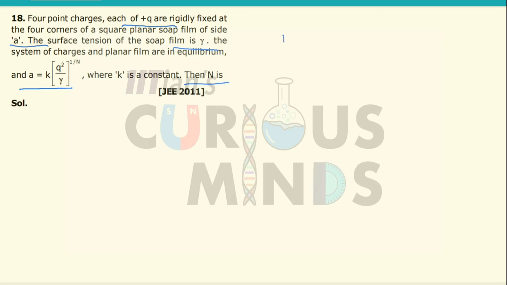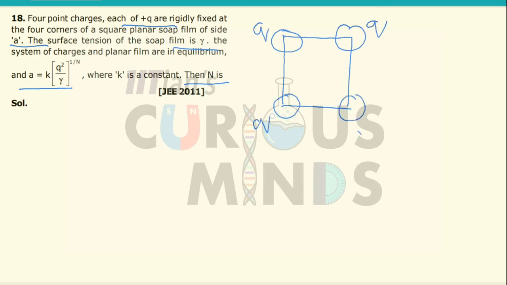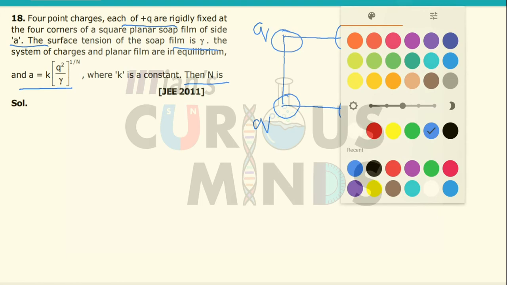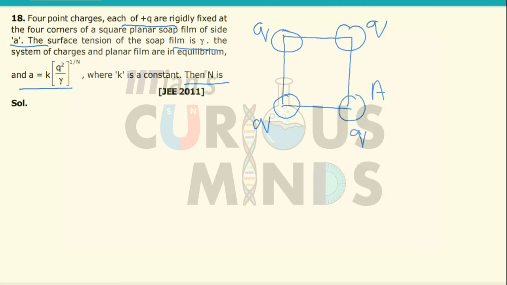So there are 4 charges, all of charge plus q, placed at the corners. Let us first find out the force on any one of the charges. Let us say this charge is A, and find out the force due to each of the other charges. Each side is equal to A. We will see the force due to the surface tension later.